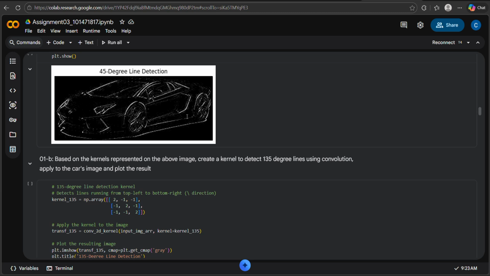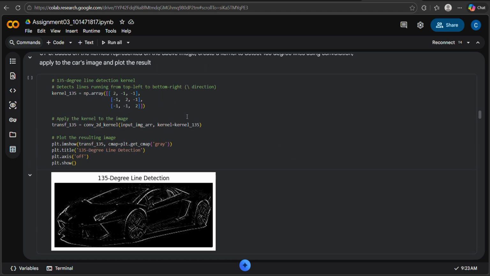For question 1B, I created a 135-degree kernel, lines going in the backslash direction. This time the diagonal goes the other way, so it picks up edges running top left to bottom right.